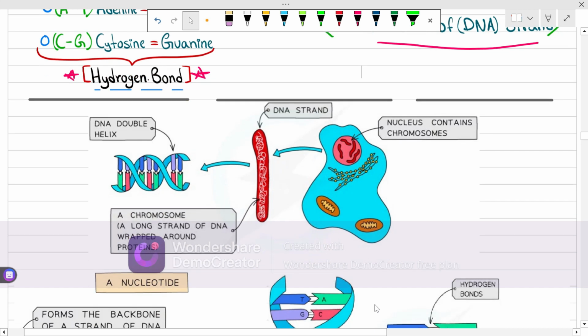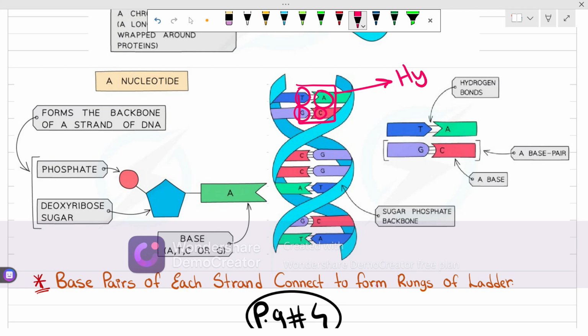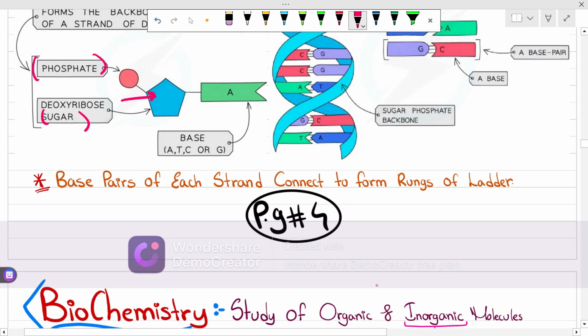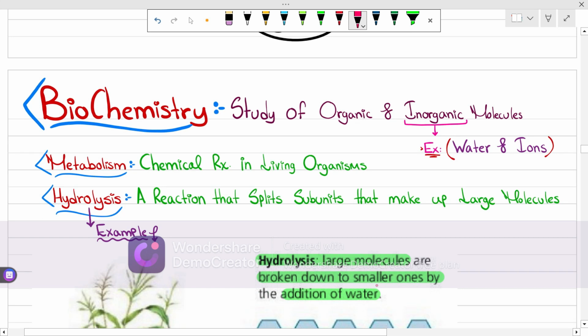So let's have a look at the diagram below. Here we have adenine with thymine, cytosine with guanine, nitrogen base pairs held together by the hydrogen bond. And then we have phosphate and sugar on the outside to form the backbone of the double helix structure. And with that, we are done with biological molecules.